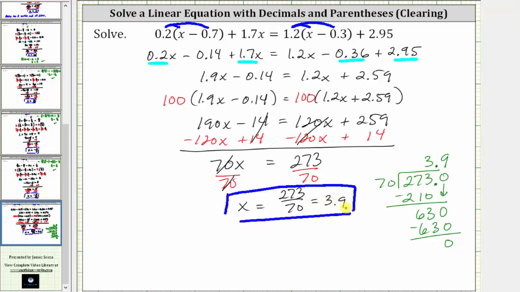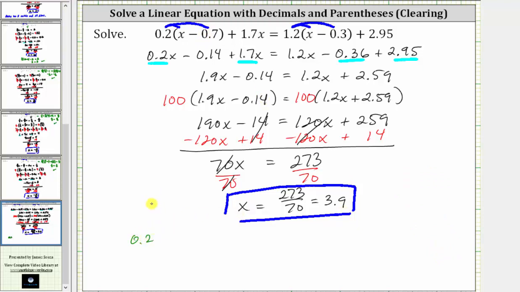And let's verify 3.9 does satisfy the equation by substituting 3.9 for x back into the original equation. Performing the substitution, we have 0.2 times the quantity 3.9 minus 0.7 plus 1.7 times 3.9 is equal to, on the right, 1.2 times the quantity 3.9 minus 0.3 plus 2.95. And now let's verify the expression on the left equals the expression on the right using the calculator.